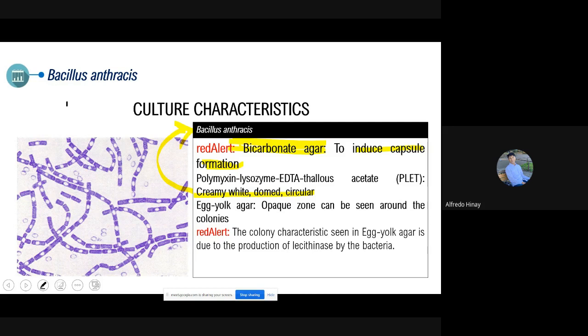Lastly, with the culture characteristic, class, by the use of your egg yolk agar. Your egg yolk contains your lecithin, sorry class, lecithin. Your egg contains your lecithin, and then the bacteria contains your lecithinase. If the bacteria produces an enzyme called lecithinase, it will degrade your lecithin, forming an opaque zone around the colonies. Okay, so you have your egg yolk agar.